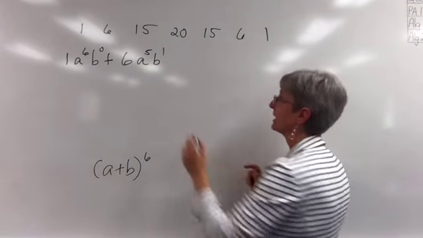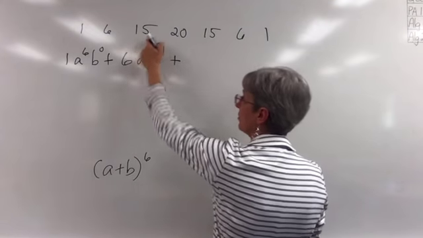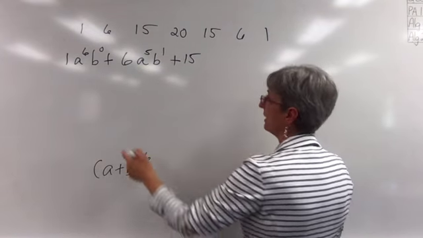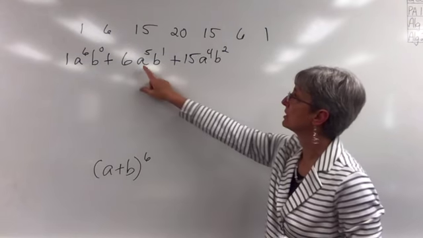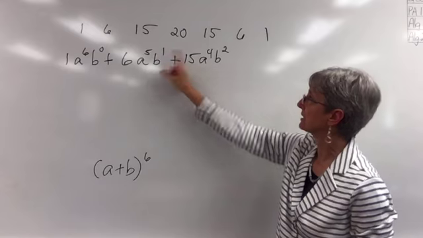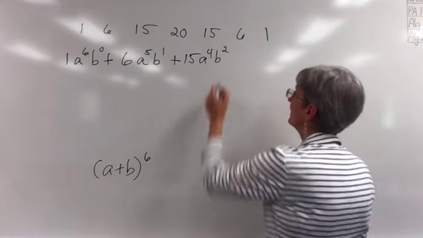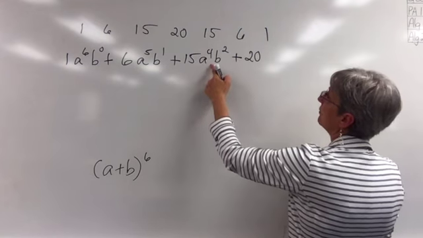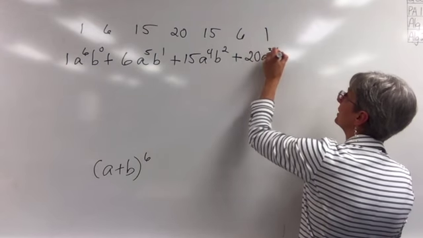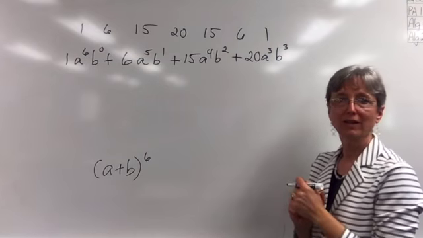All right, plus my next term, which will be this coefficient, 15. And now my a will be 4 and my b will be 2. Do you see how these are going down and my second term's going up? Next, plus the next term, which is 20. And now they're both going to be to the 3rd. A to the 3rd, b to the 3rd.